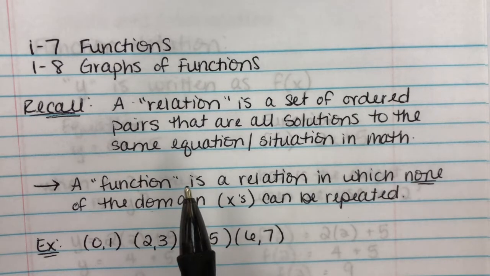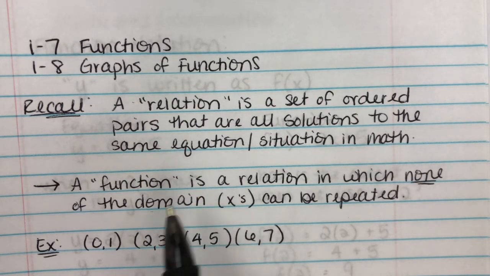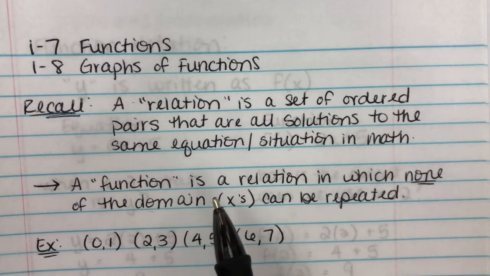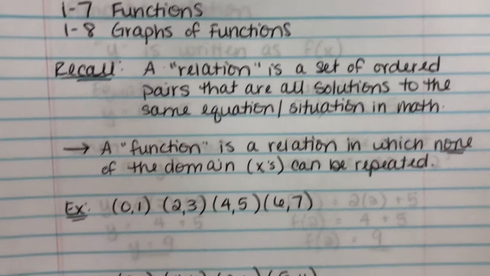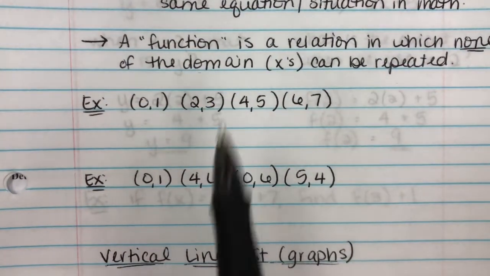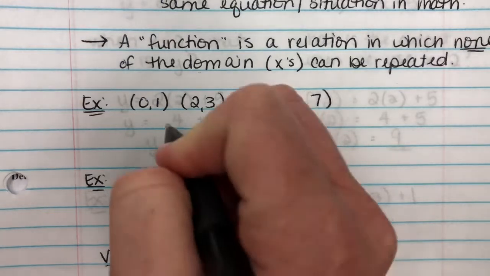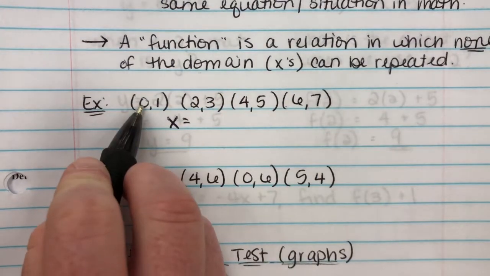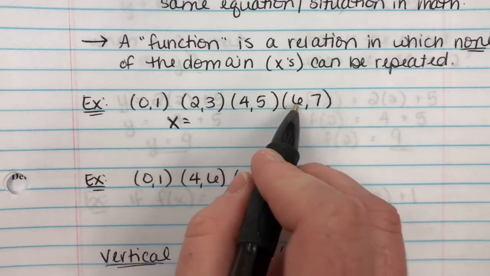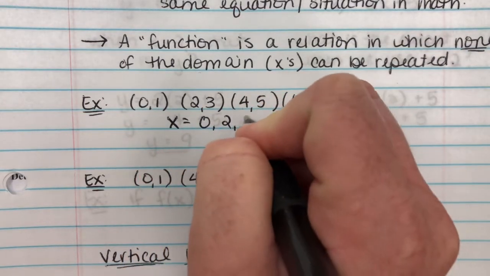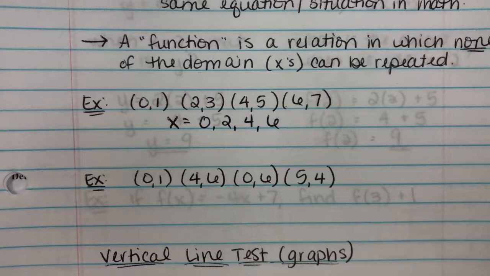Every single time you use a different number for x, it always spits out one corresponding number for y. You never have repeated x values. So what do I mean by that? Here's 2 examples of relations, so sets of ordered pairs. If we look at this first set of ordered pairs, what are all my x values? What's my domain? I've got a 0, a 2, a 4, and a 6. Are any of those numbers repeated? No, they're all just used once, right? So none of my x's are repeated, so this is a function.